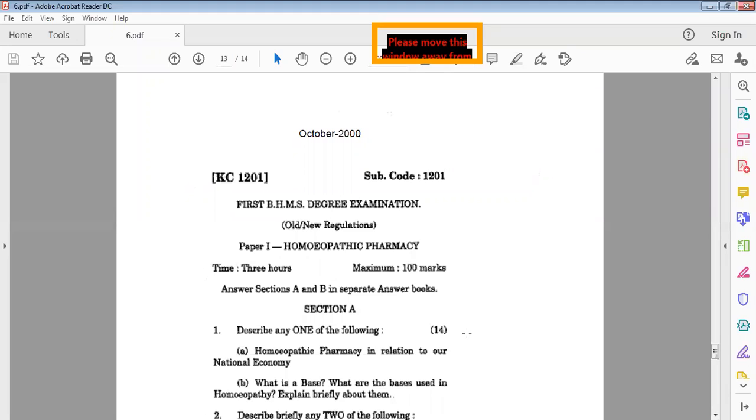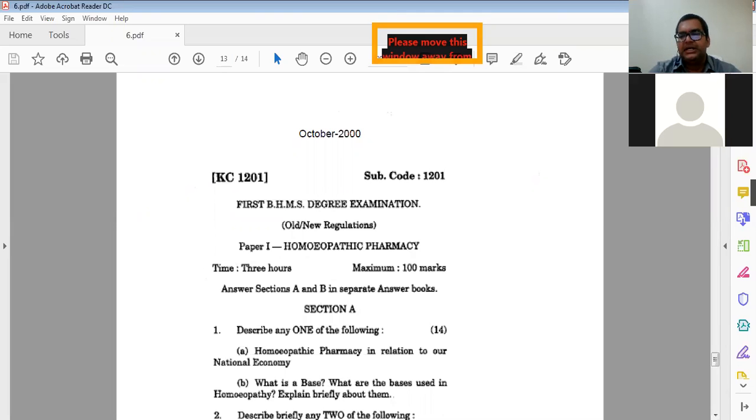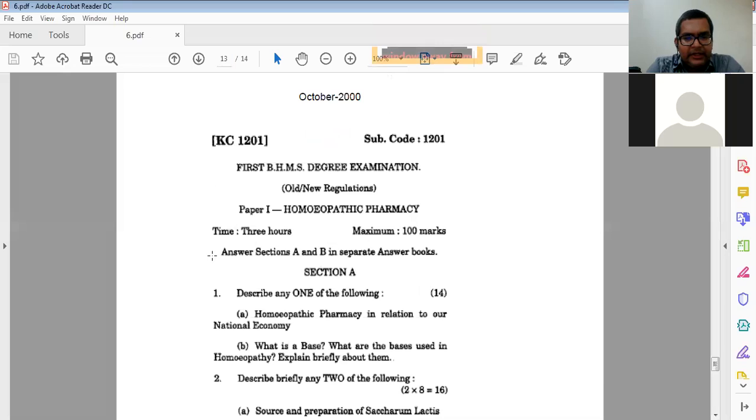When we were studying, I told you that in national economy you can write anything which is related to the current scenario also. Any budget that is there, you can write that also in relation to homeopathic pharmacy. Then, what is a base, what are the bases used in homeopathy, explain briefly about them. So you have to just explain the bases.